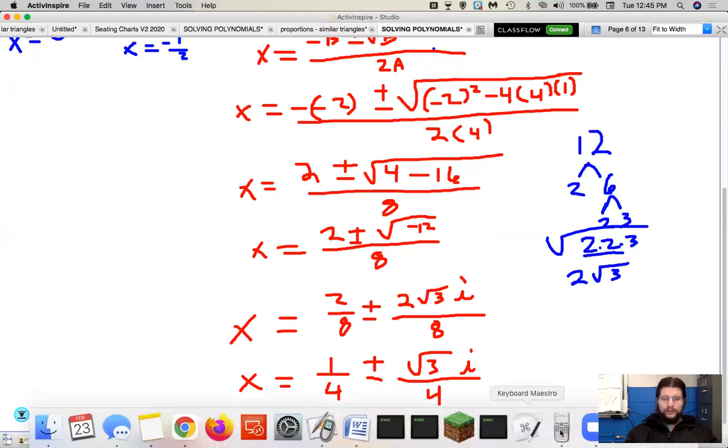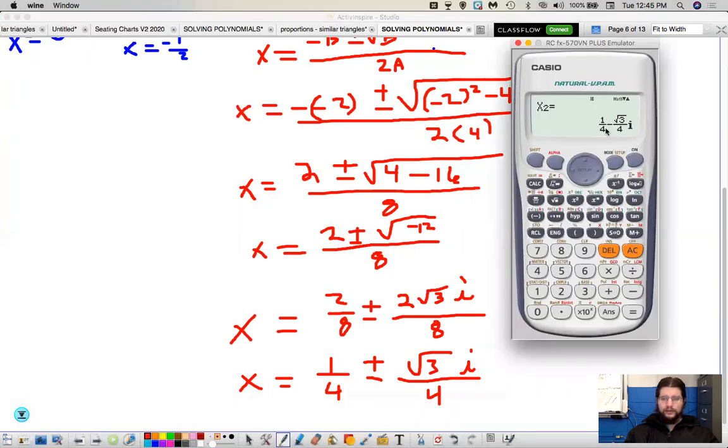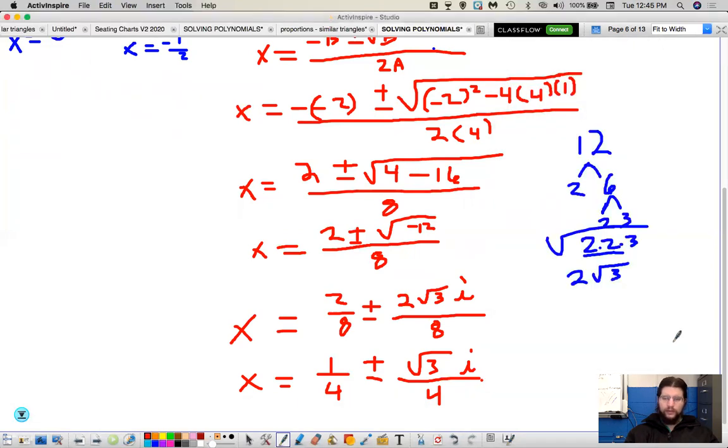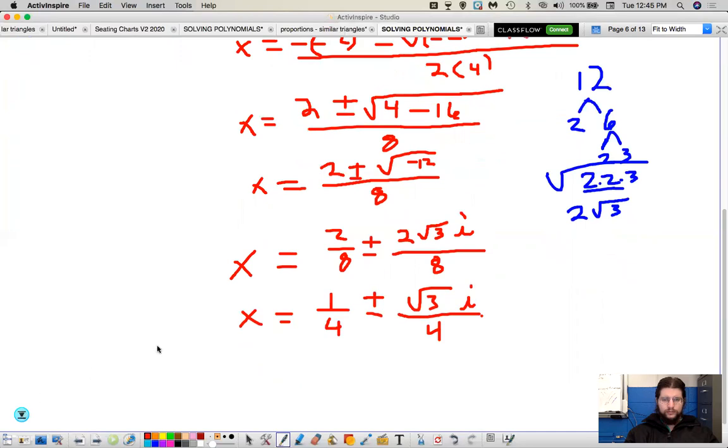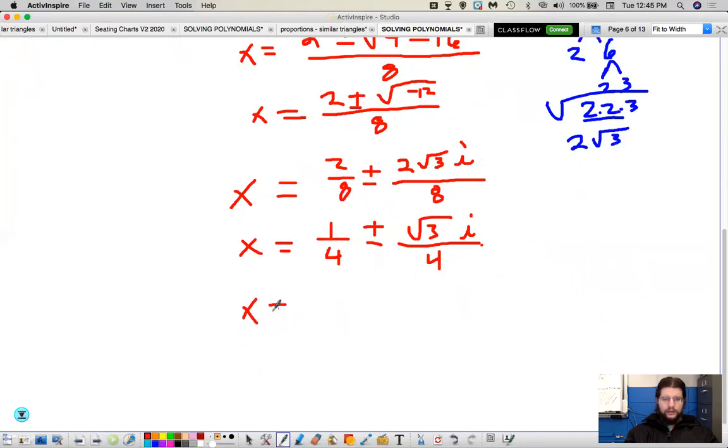Let's see what the calculator said it was. Oh, look at that. It's the same thing. Oops, I didn't split it yet. Not quite done. Gotta write my answer. Done. So x equals 1/4 plus square root of 3 over 4i. And x equals 1/4 minus square root of 3 over 4.